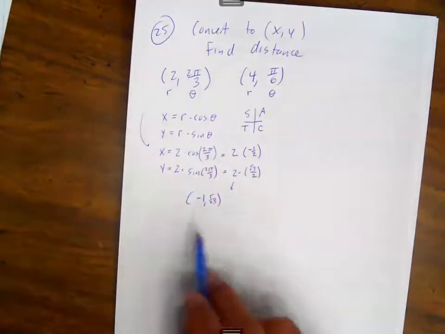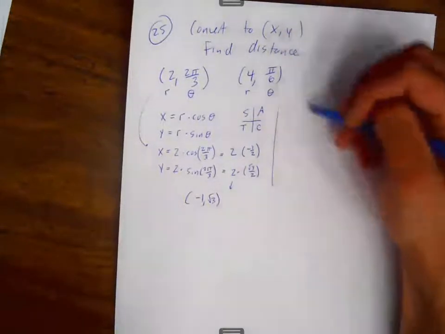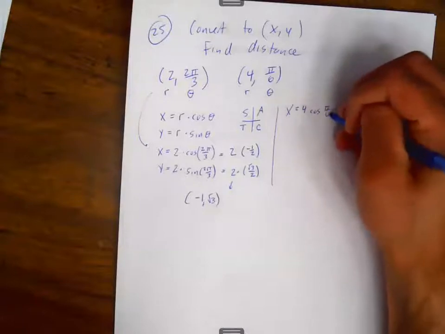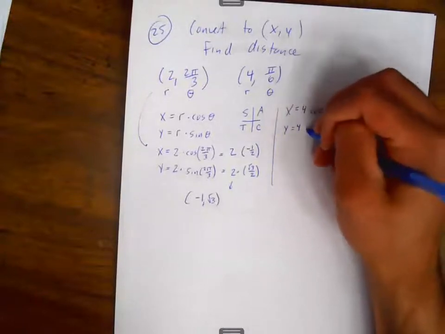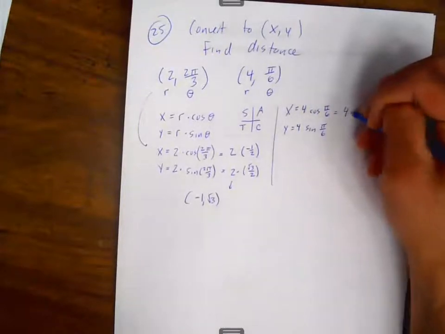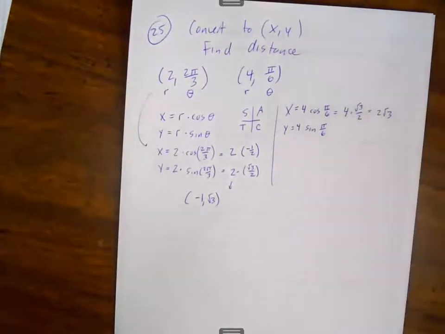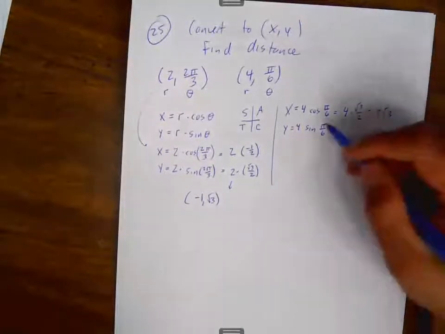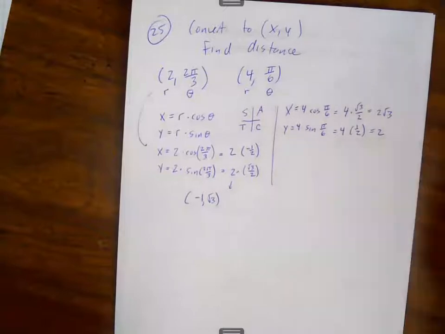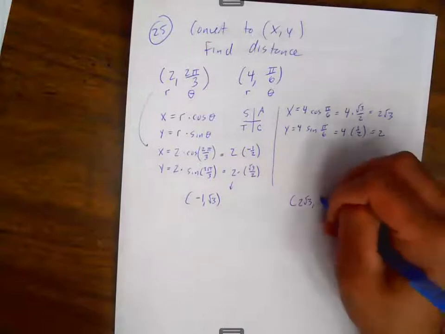Now we do the same thing for this point here. So x is equal to 4 times the cosine of π/6, and y is equal to 4 times the sine of π/6. The cosine of π/6, that's the cosine of 30, is √3 over 2. So this is 2√3. And then the sine of π/6 is 1/2. So this is 4 times 1/2, so we get 2. So this point would be (2√3, 2).